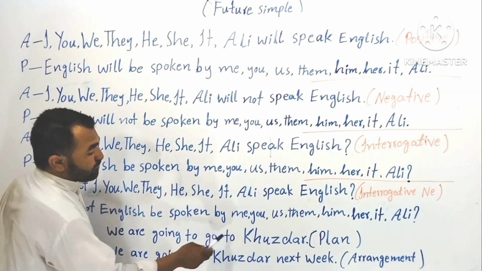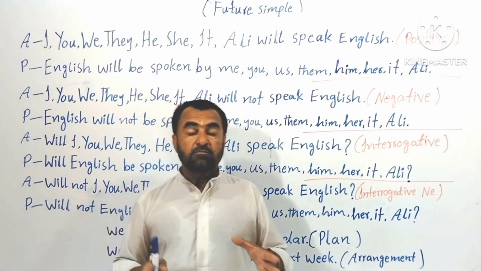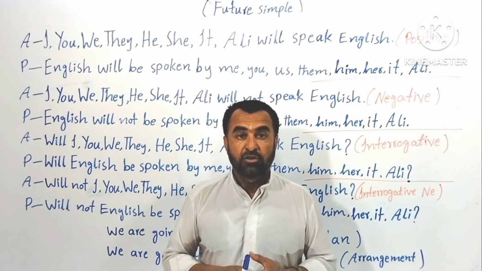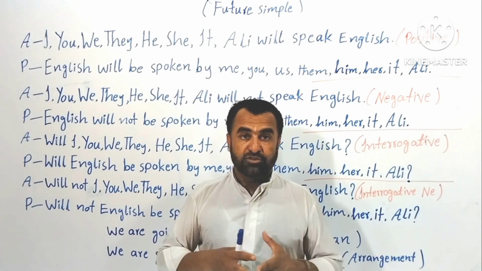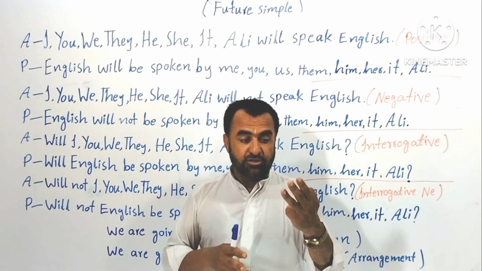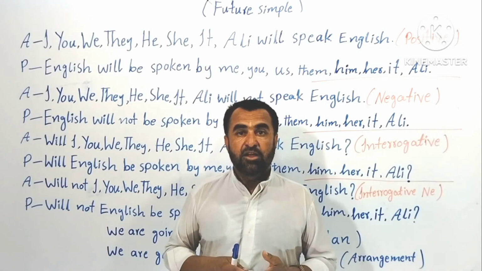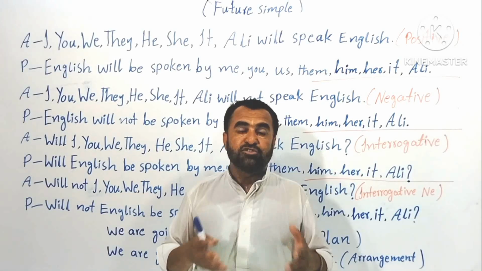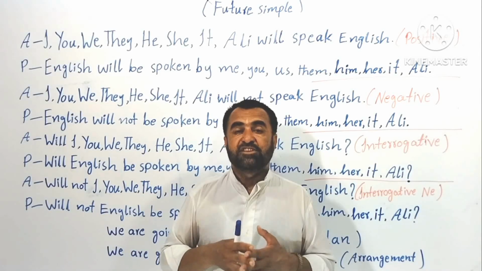You see the example here. We are going to go to Khuzdar. Means we are about to go to Khuzdar. We are likely to go to Khuzdar. Now these all three are the same when it comes to meaning. When it comes to sense, these all give the same meaning or same sense.